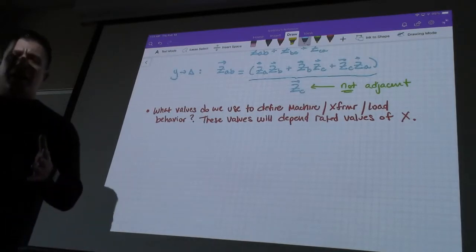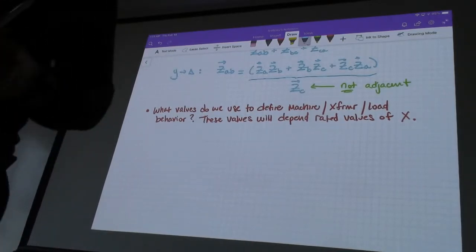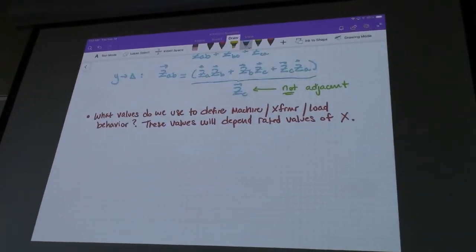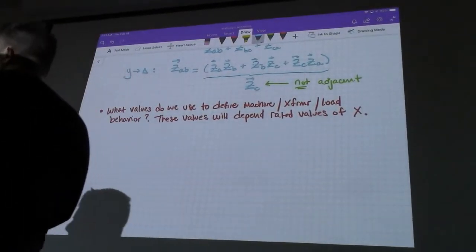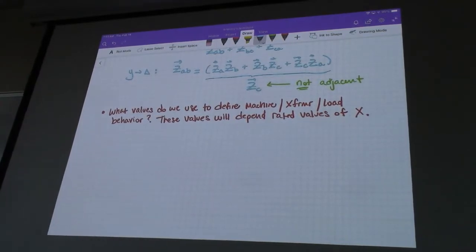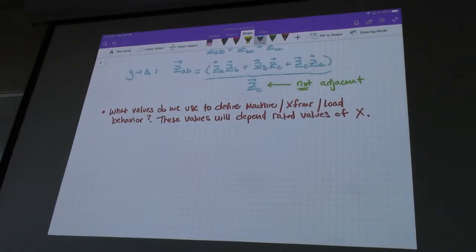But it does have an effect on the way that the ratings are defined. So if we define something, and more specifically for your purposes, if the problem says that we have a three-phase component, then we're going to be using a line-to-line rated voltage and a three-phase rated power.